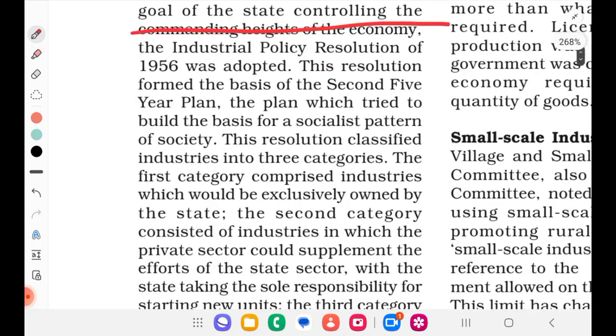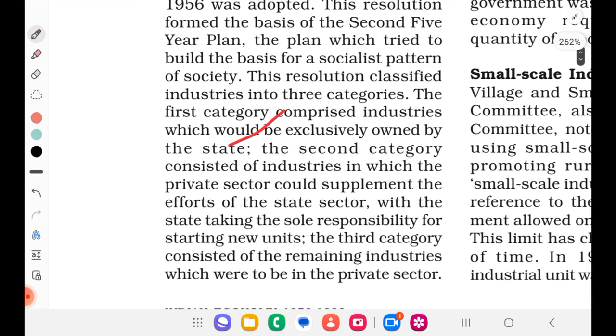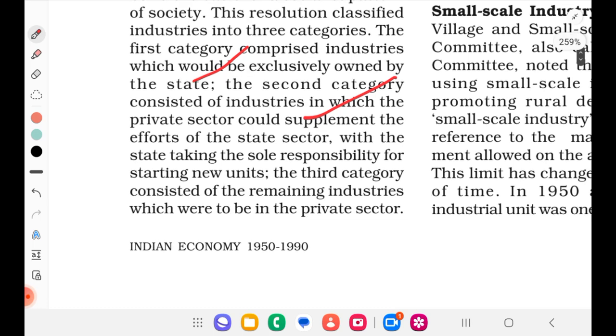The first category comprised industries which would be exclusively owned by the state. The second category consists of industries in which the private sector could supplement the effort of the state sector, with the state taking the sole responsibility for starting new units. The third category consisted of remaining industries which were to be in the private sector.